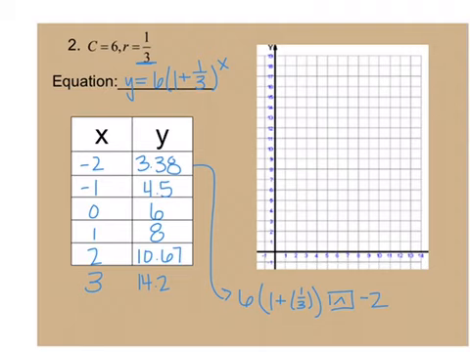I get -2, 3.38, -1, 4.5, 0, 6, 1, 8, 2 is 10.67, and 3 is up at 14.2. So I want to be careful when I graph this. I don't want to cross the x-axis, and I don't want to cross that 4 value. And I want to make sure it gives that curve.